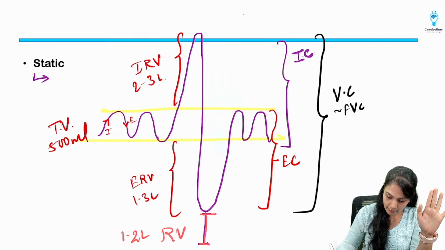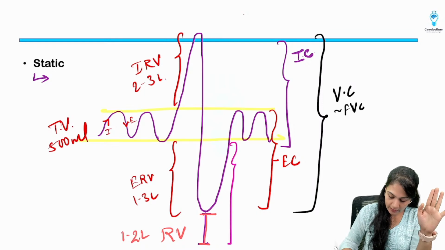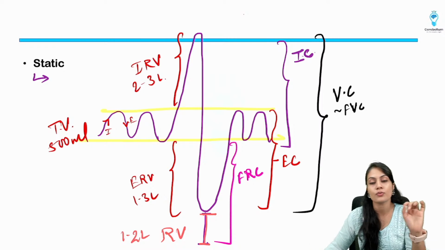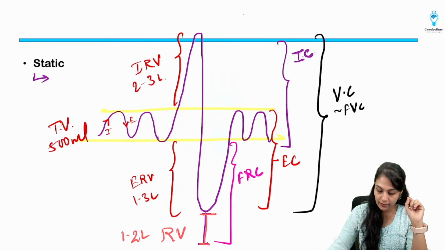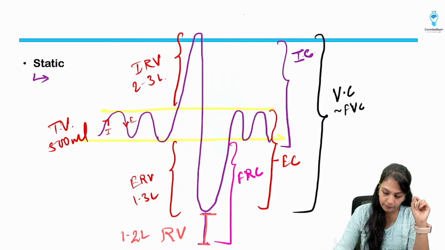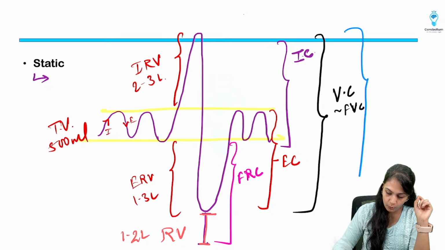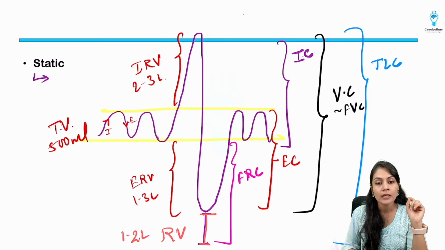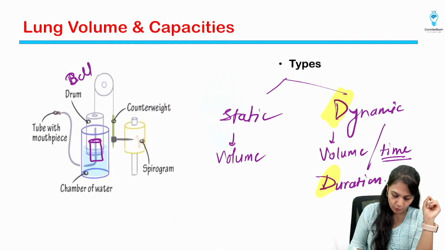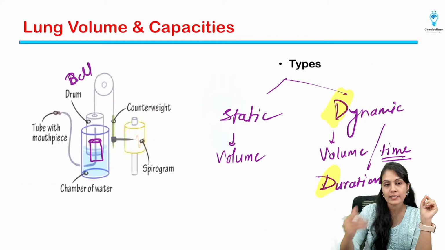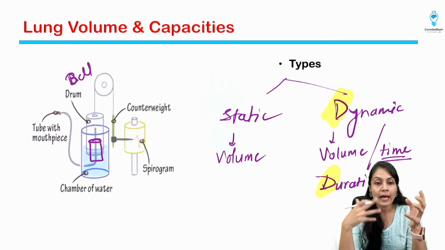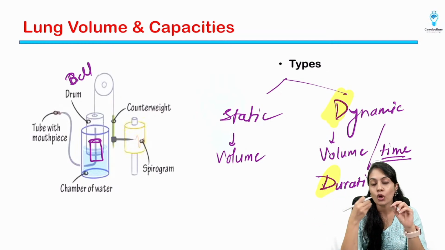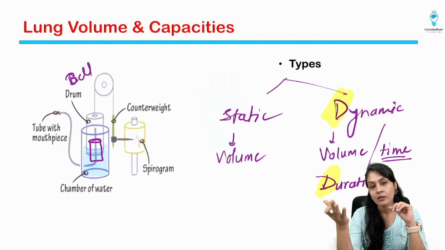And if I combine these two things, that is the ERV and RV, this is going to be FRC, that is functional residual capacity. And if I combine all of them from top to bottom, this is going to be TLC. Now, the diagram that I have shown you before, that whenever I'm going to inspire or expire into this bell, then I'm going to get the graph. But the volume which cannot come out of the lung, that cannot.